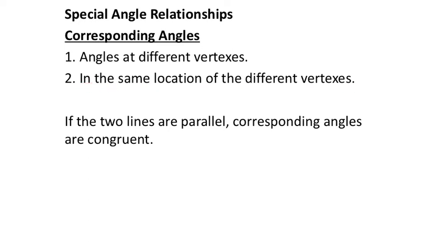What I mean by that is if one's on the bottom left, then the other one has to be on the bottom left. If we're looking at an angle that's top right at one vertex, we go to the other vertex and say the one at the top right is considered corresponding with the other, all right? It's just if the two lines we're considering are parallel, corresponding angles are also congruent.